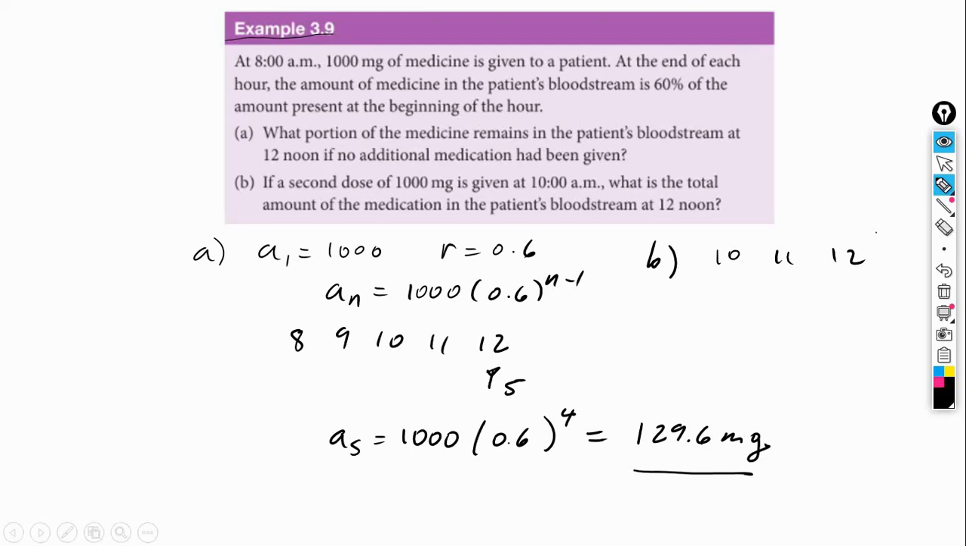So that means that we would have to add an additional, this would be 1,000 times 0.6 to the power of 2 in this case, 3 minus 1. So this to the power of 2, and that's going to be an additional 360 milligrams. But we have to add what we knew from before he would still have remaining in his bloodstream at noon. So this would be plus 129.6, and we're going to get that the answer for B is 489.6 milligrams.